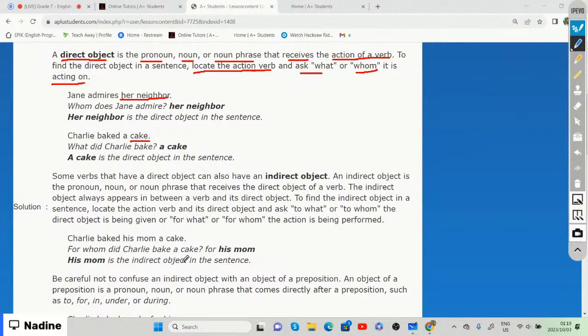So some verbs that have a direct object can also have an indirect object. And an indirect object is the pronoun, the noun, or the noun phrase that receives the direct object of the verb. And the indirect object always appears between a verb and its direct object.